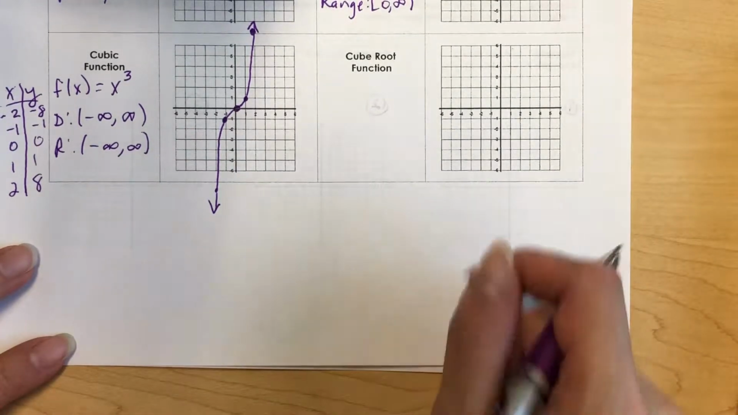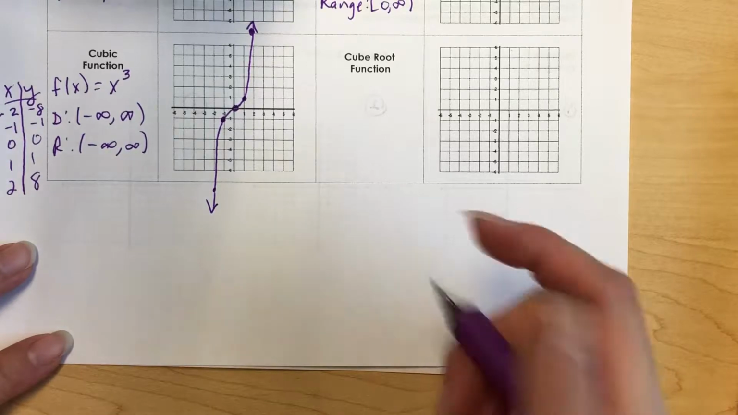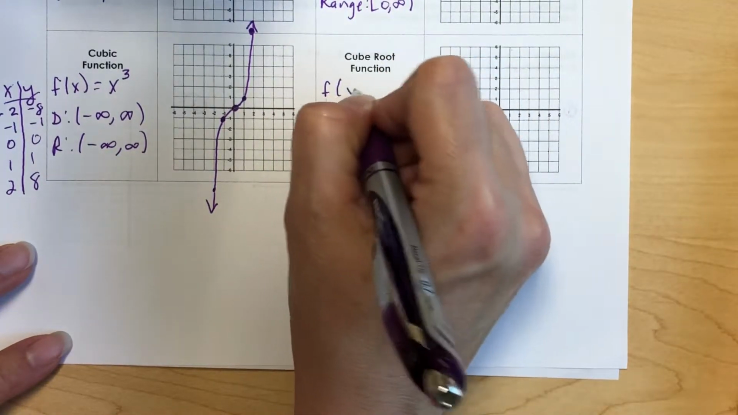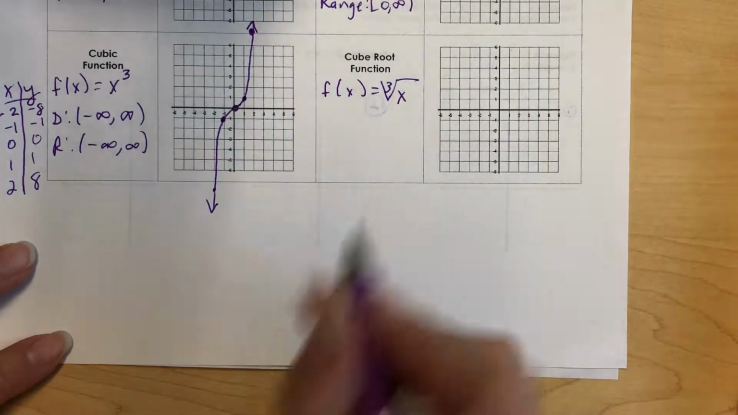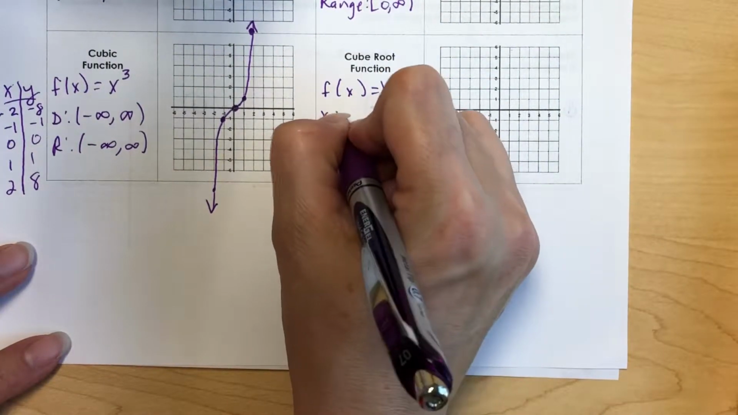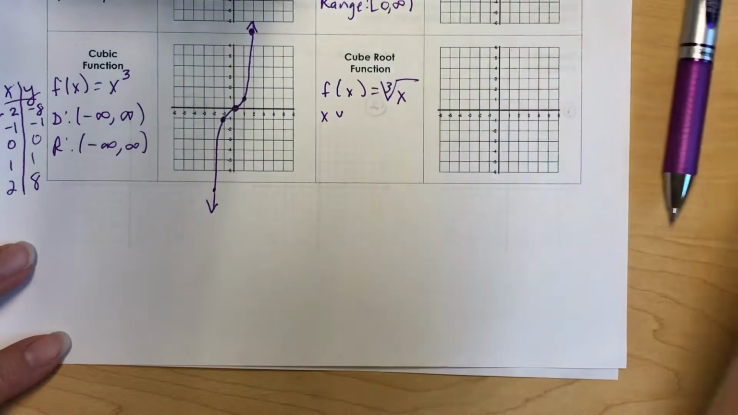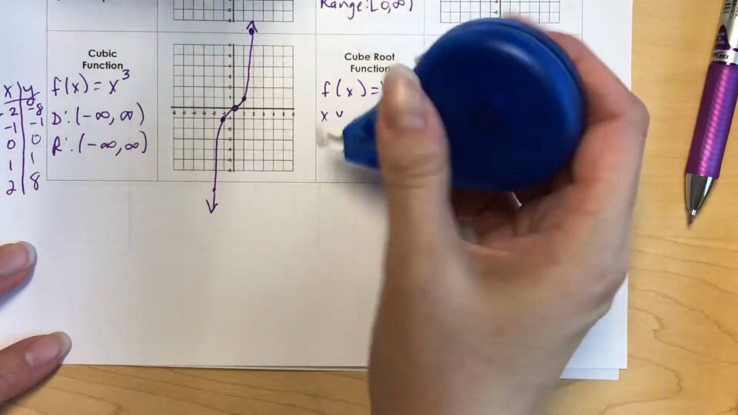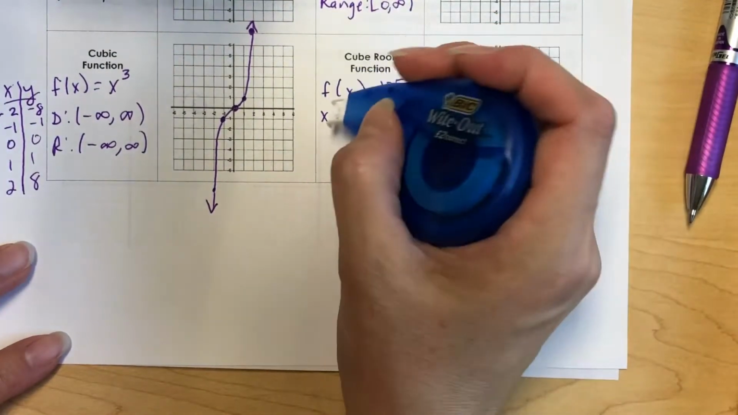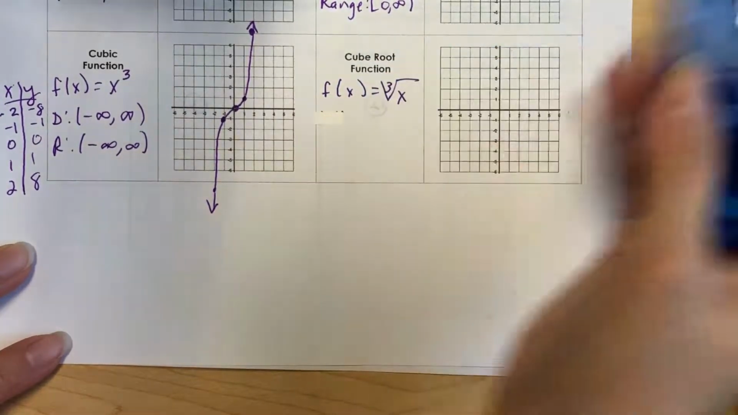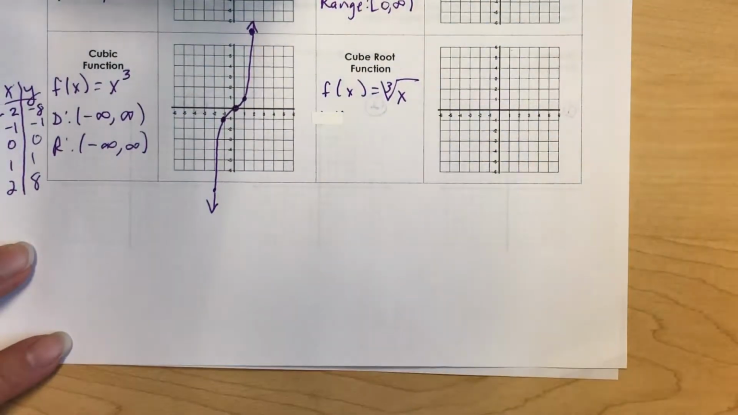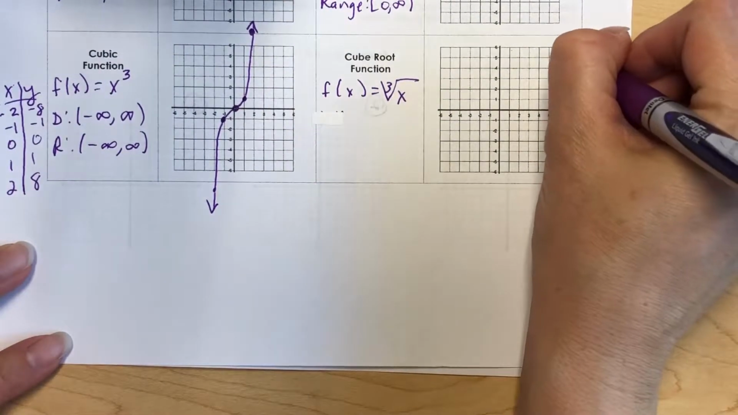Then we have our cube root function. It looks like f of x equals the cube root of x. So we'll do a little table of values. I didn't mean to put it there, I'll put it in the margin. I can put in a table of values for this one. Let's see what I get.